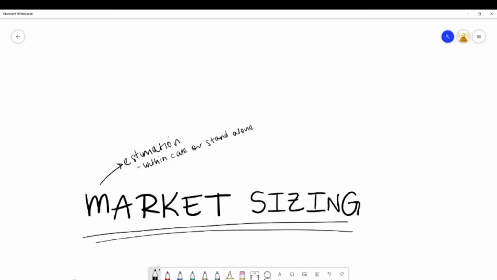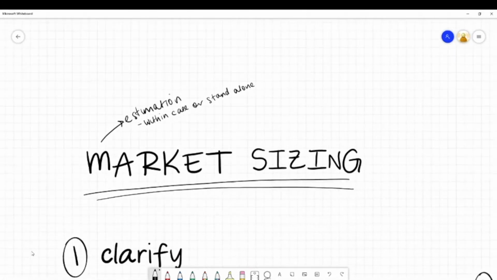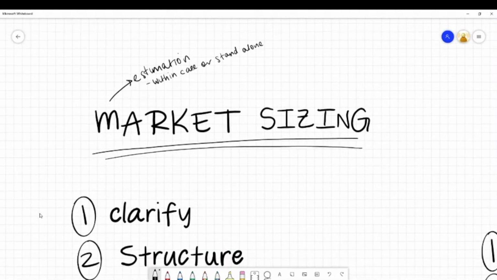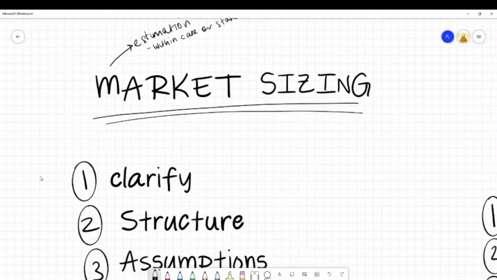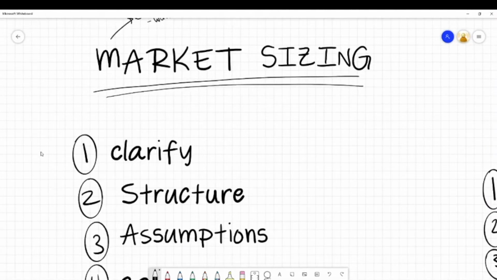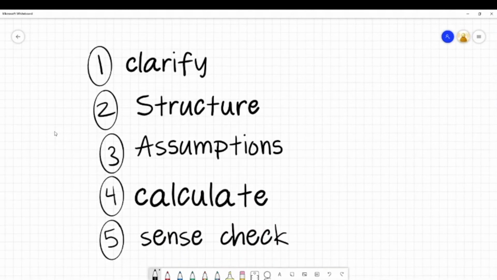So really, there are 5 simple steps. The first one is always to clarify. The second one would be to set up your structure. The third one is to add your assumptions in. The fourth would be to calculate, and the fifth would be to sense check.